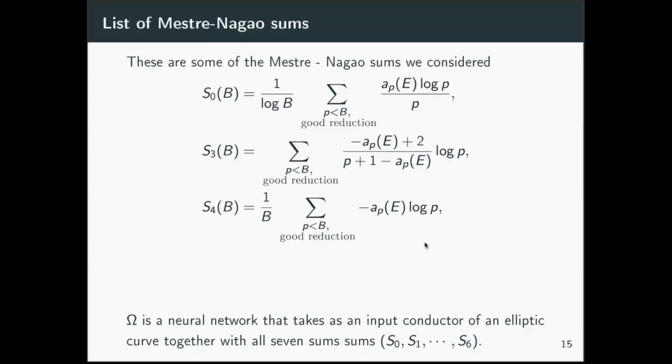As I was saying for omega, omega is a neural network which takes as an input the conductor of the elliptic curve and also all those other 7 sums. And what was interesting is that this neural network was usually much better than each of those sums individually.